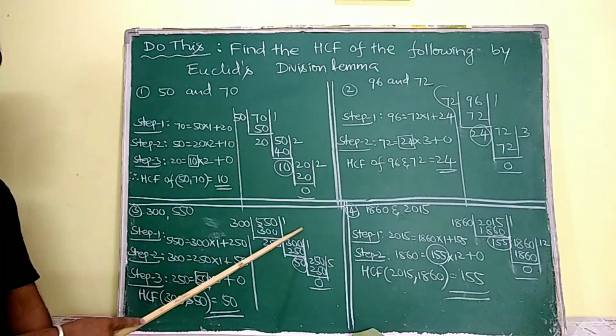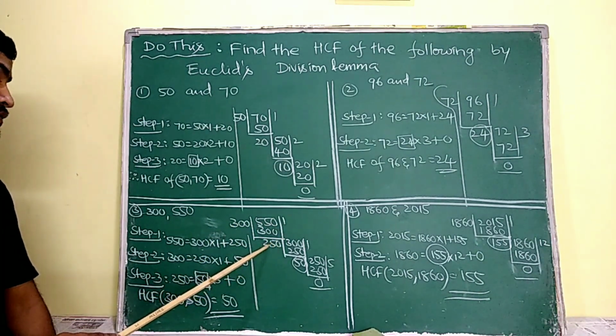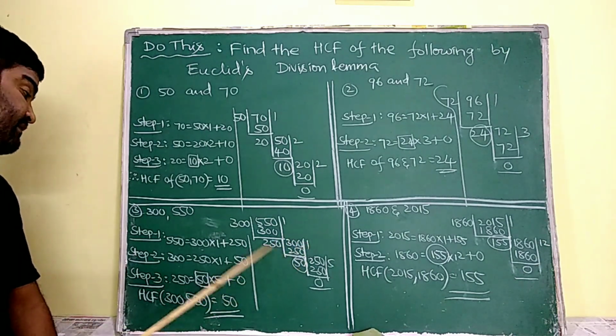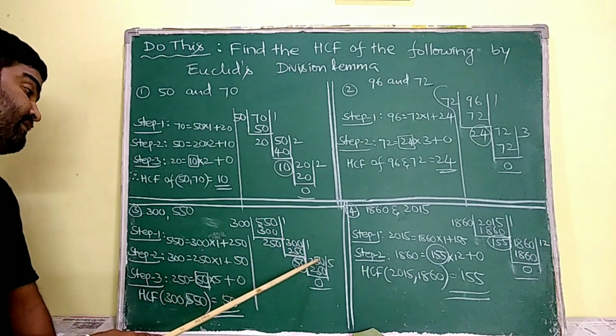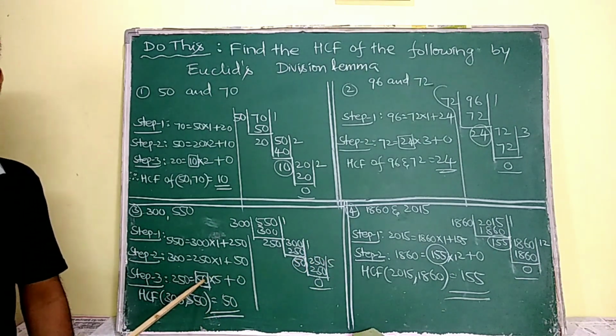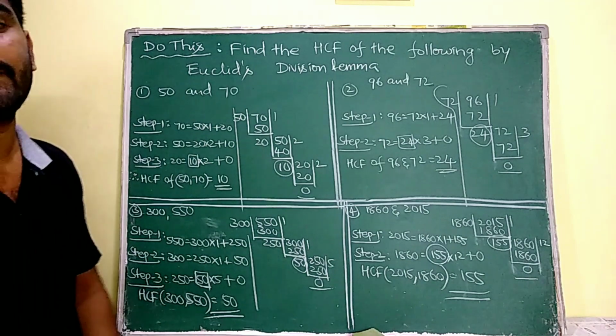550 is equal to 300 into 1 plus 250. And 300 is equal to 250 into 1 plus 50. Okay. And 250 is equal to 50 into 5 plus 0. Here this 50 is known as HCF of 300 and 550.